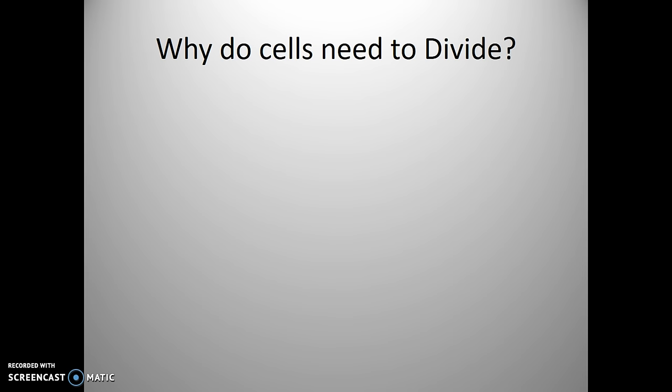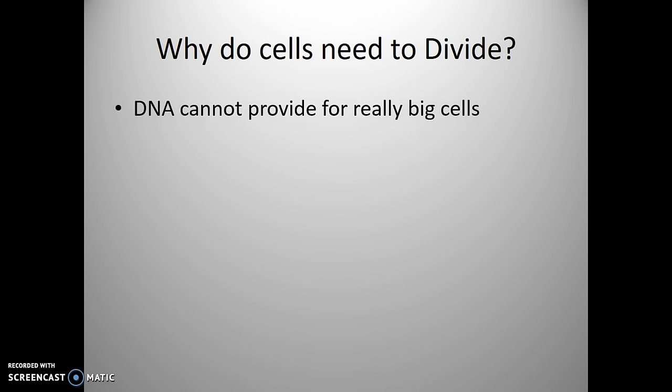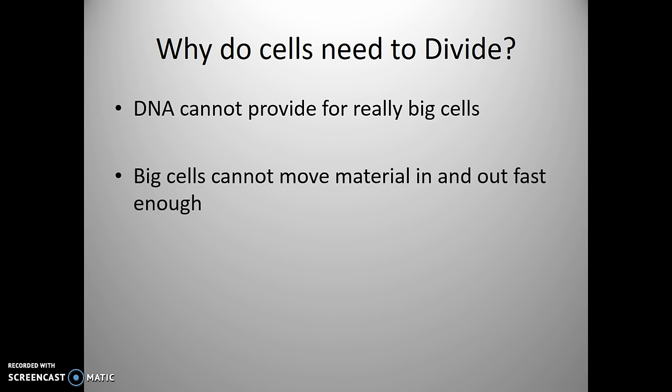All right, hopefully you came up with some of these. One, DNA cannot provide for really, really big cells. It just cannot provide enough instructions to make enough proteins and to orchestrate the entire cell. Part of that reason is because really big cells have a lot of volume, and so it's hard for those instructions to get everywhere that they need to get.